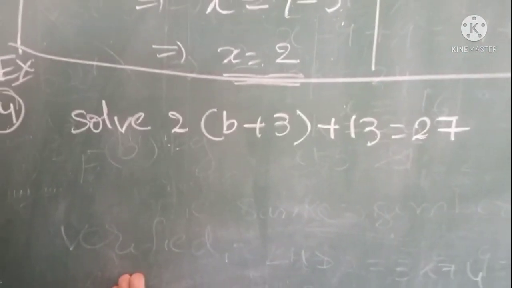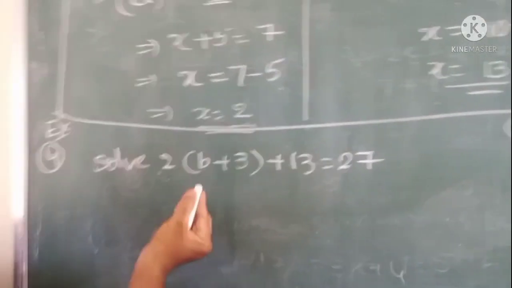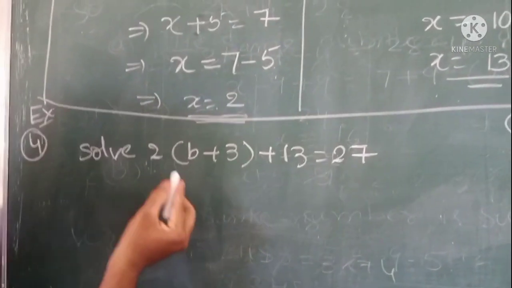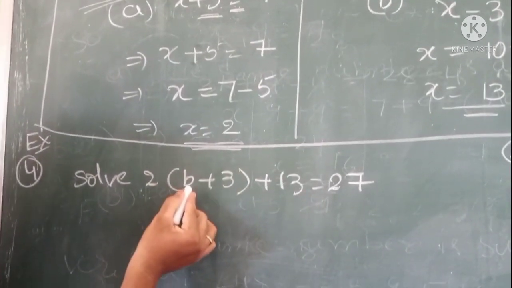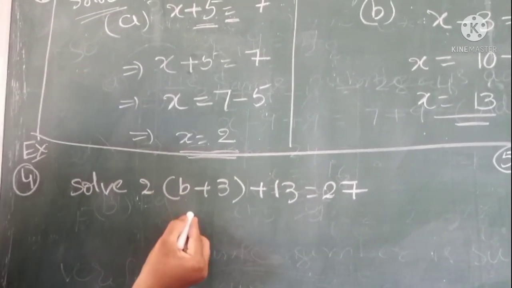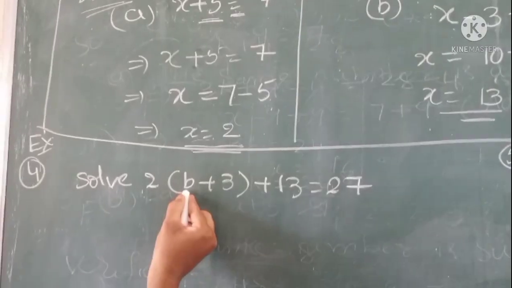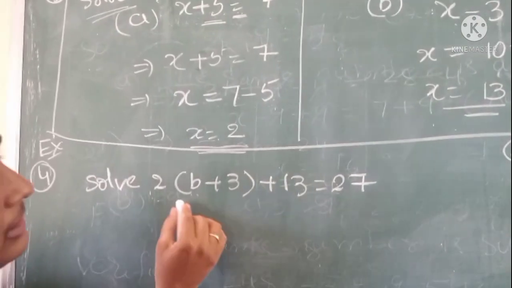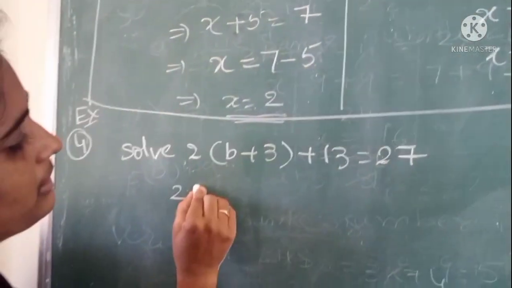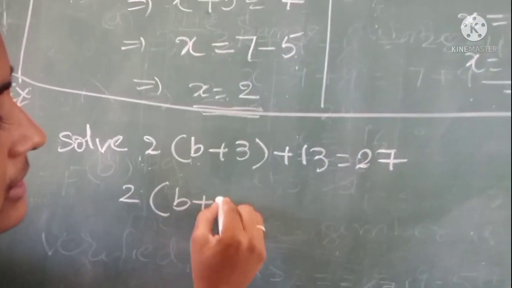Solve means solution. Solution means a variable. What is the given variable in the sum? That's the value we can find. In this problem, the variable is b. So the resultant answer is to find the b value. So once again I will write the sum: 2 into b plus 3.